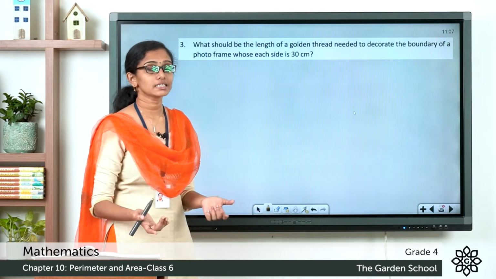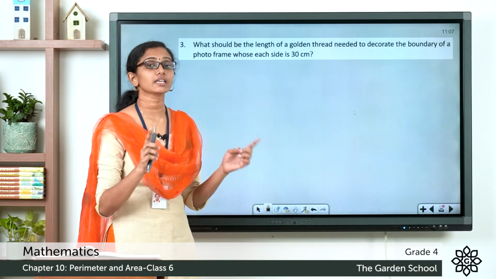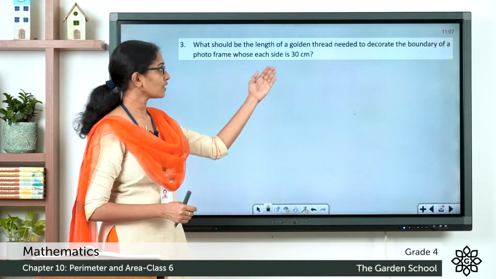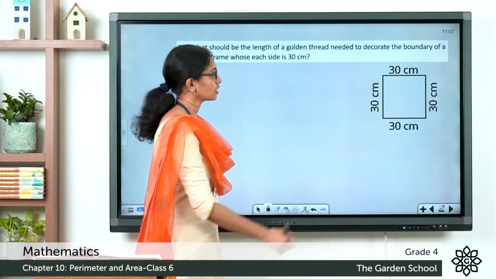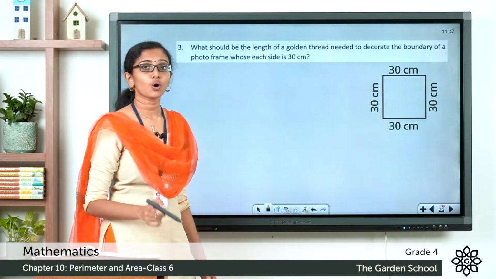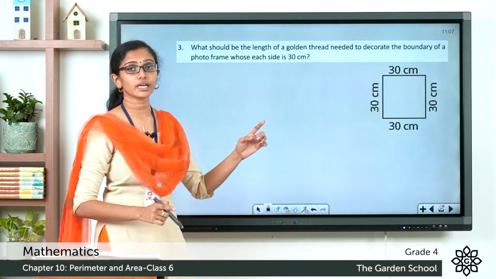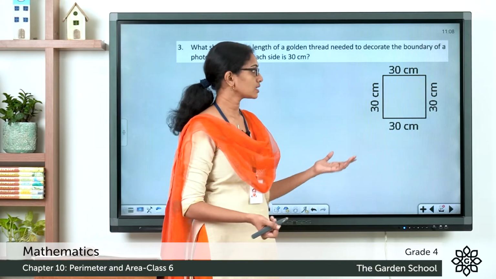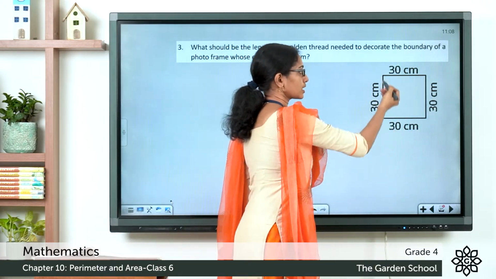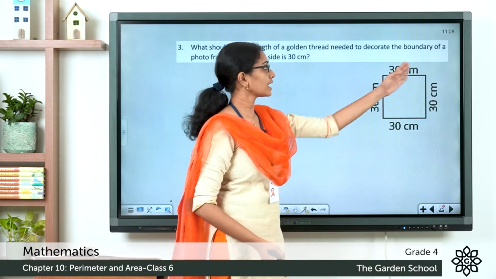Each side is 30 centimeter, which means it is a square with a side of 30 centimeter. And it says you have to find the length of a golden thread needed to decorate the boundary of the photo frame. So, where would you be placing the golden thread? Along the boundary. And you have to find out that length.